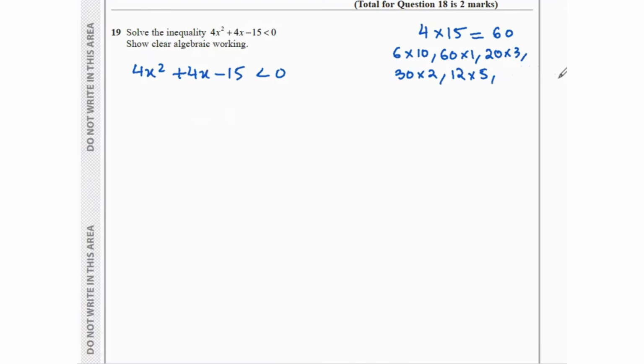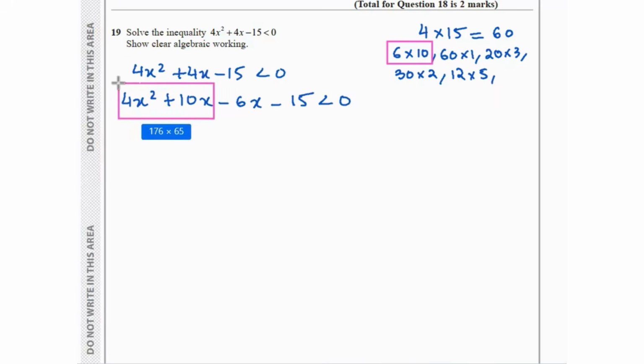So we have to pick the set of factors which, when added or subtracted, gives us the middle value. As you can see, 10 minus 6 gives us 4. So we will replace the 4x with 10x minus 6x. Everything else is as it is. Then you split the expression into two groups, and we factorize these two groups separately first.